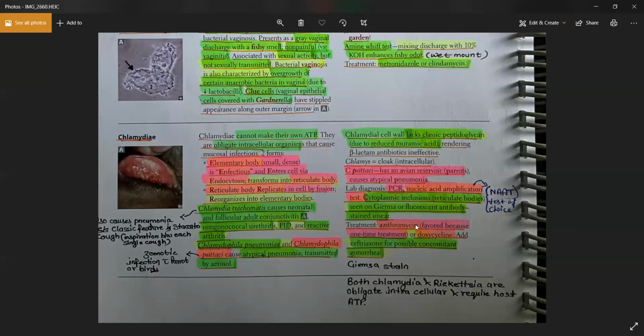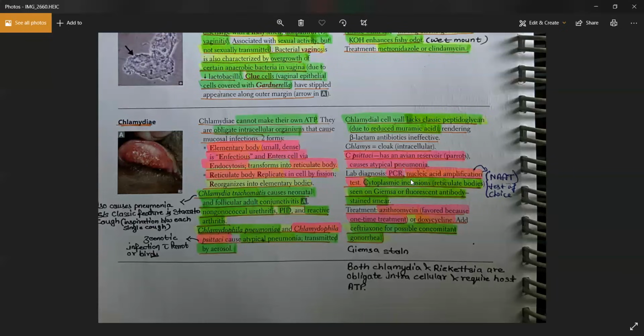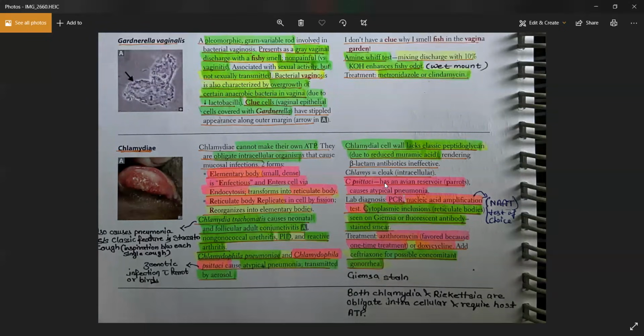If you fail to give either one of these two drugs, what you will get is a chronic complication of the STD or the PID. And one of them is infertility and the other one is ectopic pregnancy. Okay. And when you do the Giemsa staining and look in the microscope, what you will see are the reticulate bodies, because they are found inside the cells. Okay, very important.